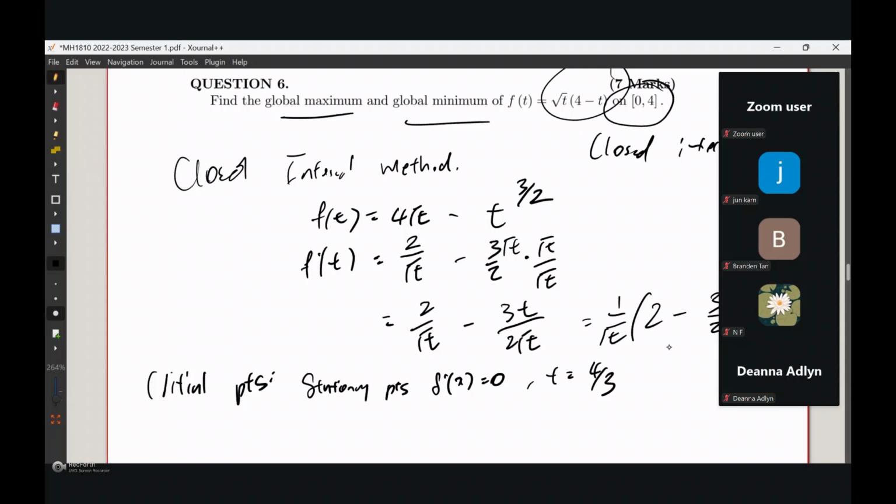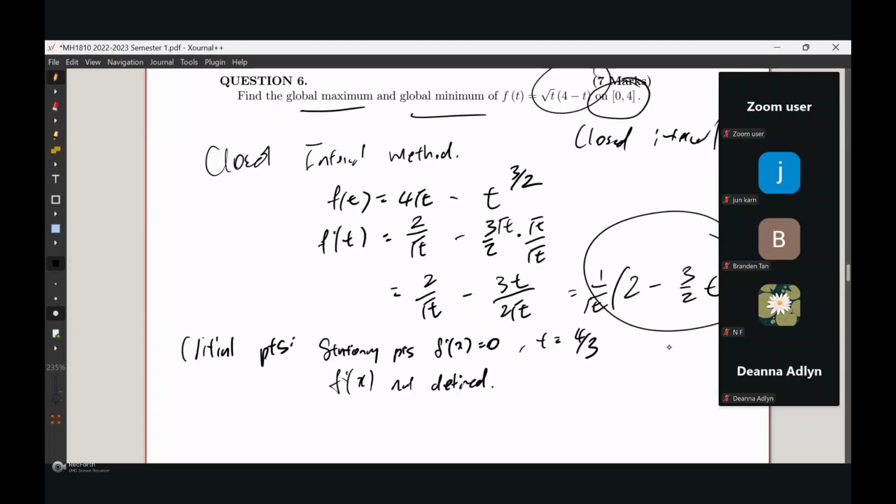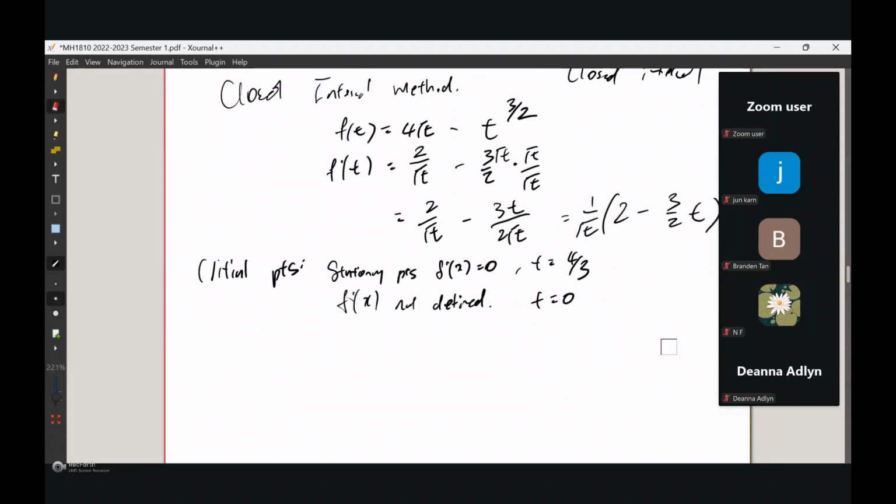Then the second one is when your f prime t is not defined. Look at this fraction here. Because it's a fraction, it's not defined when your denominator is equal to 0, right? So your stationary point is when t equals 4 over 3, your singular point is when t equals 0. So we got 2 points here. We collected 2 points.